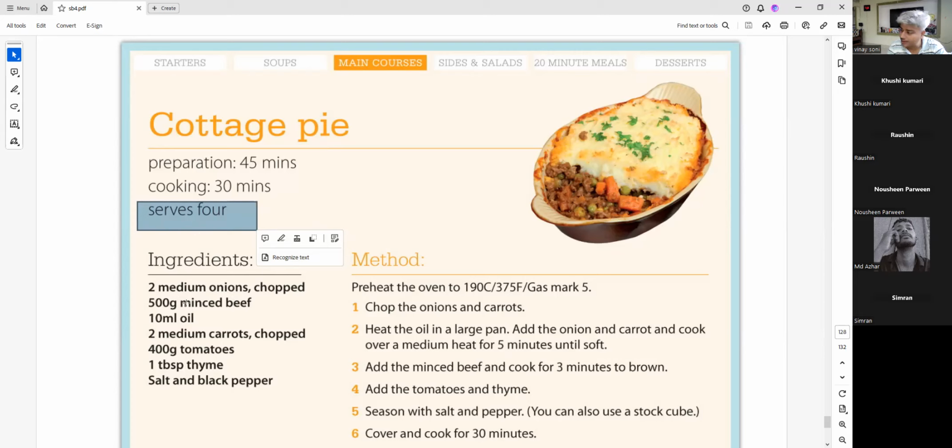You can see the quantity here. 2 medium onions. Suppose you're cooking for 4 people, then it is fine, 2 medium onions. But if you're cooking for 8 people, then you will take 4 medium onions. Serves 4 means this amount is enough for 4 people.